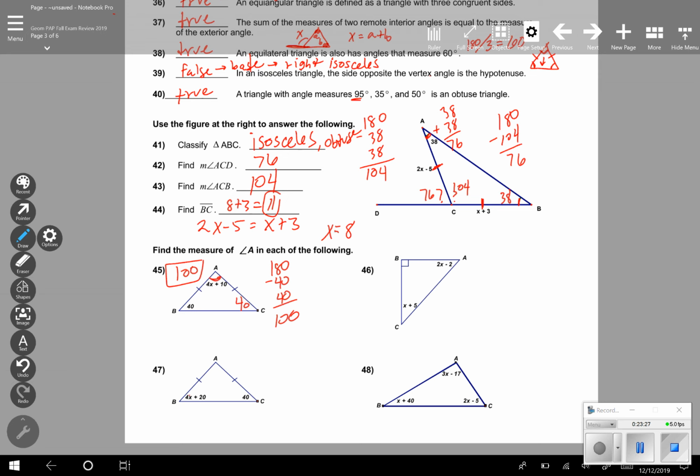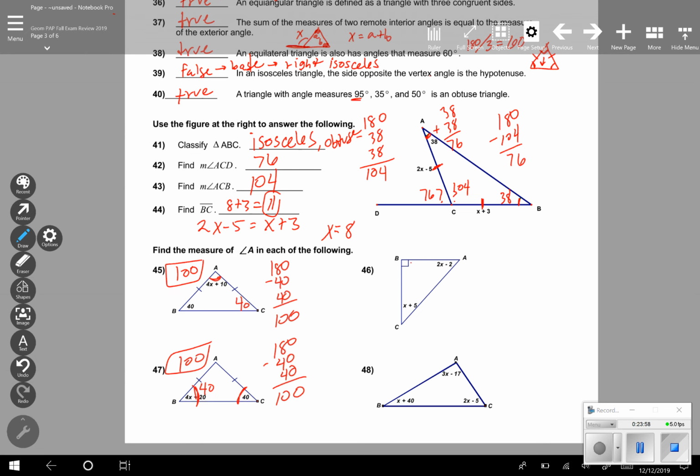Okay, 46 or 47. I'm just gonna work straight down here. Again, we got an isosceles triangle, so guess what? You don't have to do a lot of work again. If this is 40, this guy over here is also 40. So 180 minus 40 and 40, and it is 100. Okay, and if I wanted you to find x, well then you'd have to set 4x plus 20 equal to 40, and then you get x.